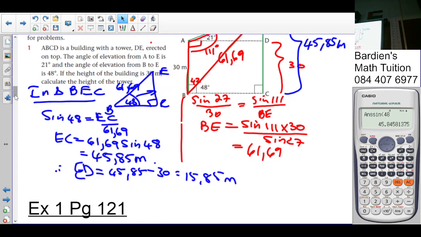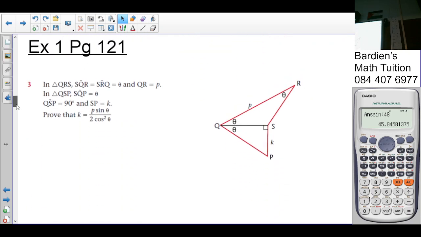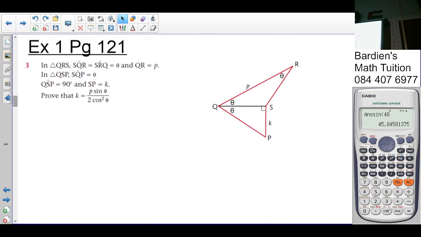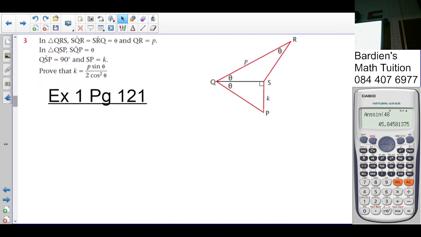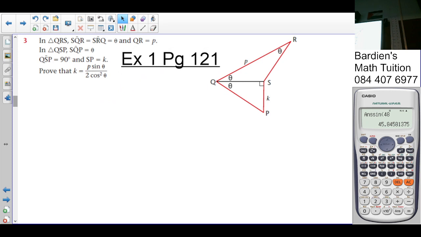Okay. Now I'm looking at number 3. In number 3 we are given the shape here. We are told that in triangle QRS, angle SQR is equal to angle SRQ.